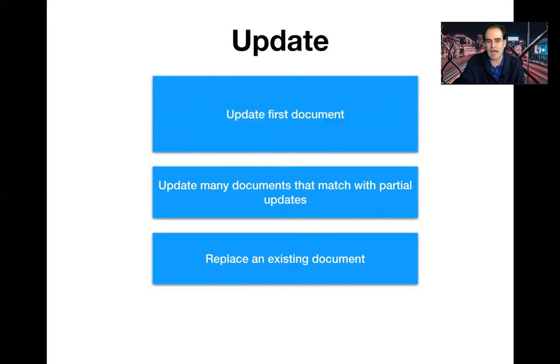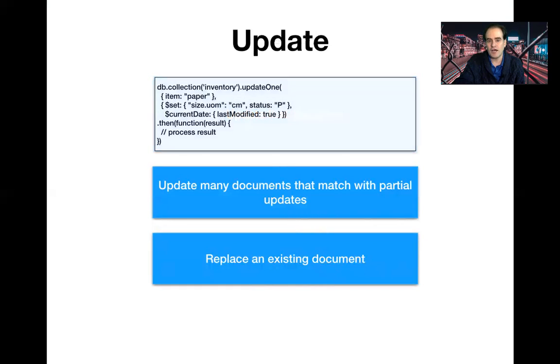Okay, we come to update. With update one, we'll update the first document. You just send the data you want to update, and it's going to search for all the criteria, and when it finds one, it's going to update it.